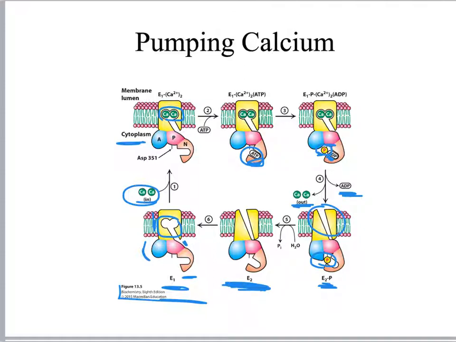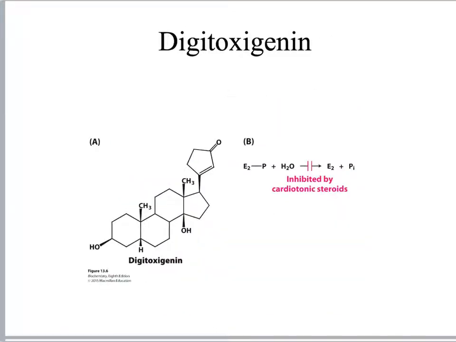This is similar to the mechanism that's employed by the sodium-potassium pump. This is just showing a particular molecule that's a steroid derivative that comes from plants. This digitoxigenin is an inhibitor of the sodium-potassium pump. What it does is inhibit the dephosphorylation at that E2 state, so it prevents it from reverting back to the initial state. So this is referred to as a cardiotonic steroid inhibitor.